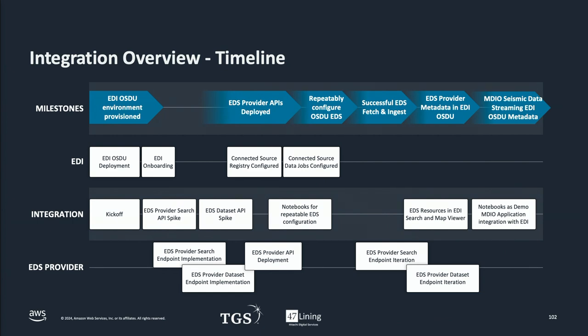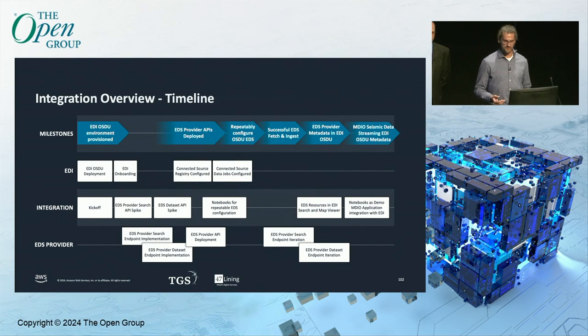Once we had that, we were able to repeatedly configure OSDU EDS to have those connected source data jobs and the connected source registry entry. And we were able to demonstrate this in both M18 and M20 OSDU deployments. We used Jupyter Notebooks as the way to do that. So then once we had the successful EDS fetch and ingest running, we had the metadata in the data platform, and we're able to go through the user flows of being able to discover and visualize that data and then do the streaming from our TGS Dataverse using that metadata.